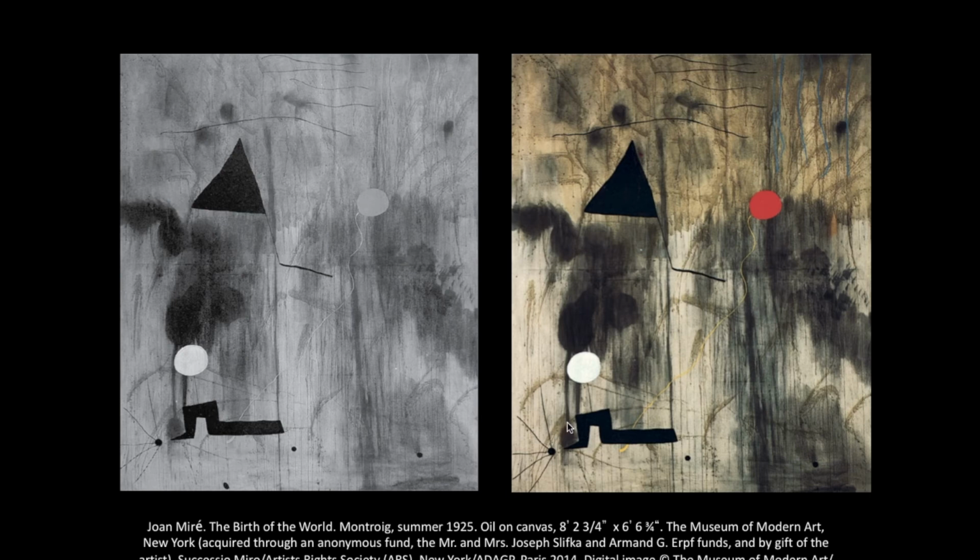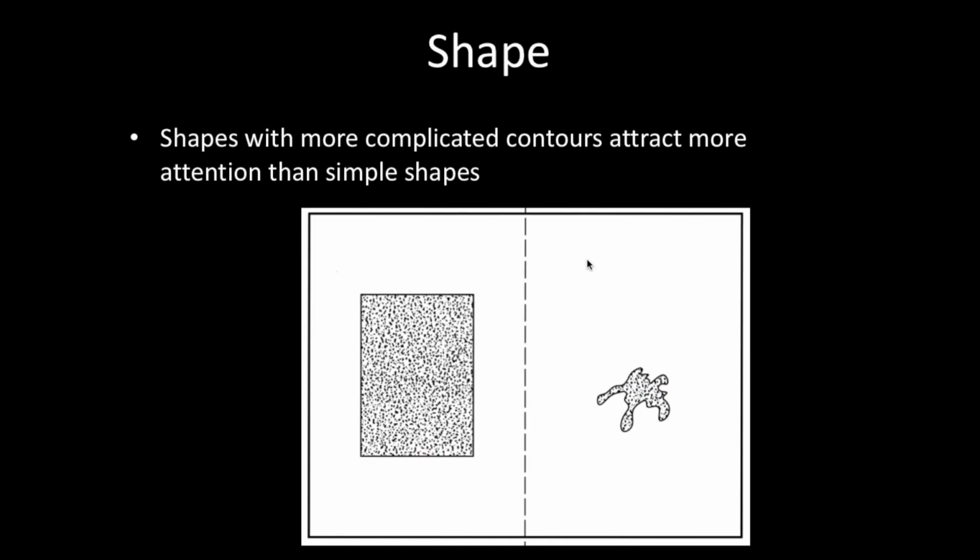But as soon as you show it in color, the red, though a similar value as the other shapes, is so bright and intense that we spend a lot of time looking at the red, and it balances out all the details of the shapes over here. Okay. Shapes with more complicated contours attract more attention than simple shapes. So this shape here has a much more complicated edge than this, so it takes a lot bigger shape here to balance out this complicated shape.